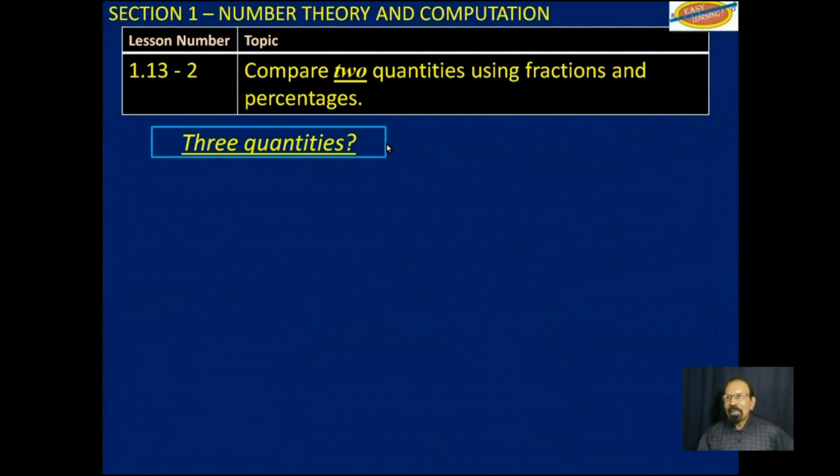Now, the objective says you are to compare two quantities using fractions, and you can do that, and percentages. So let's go a little beyond what CXC requires. How about if you had to compare three quantities? I do think by now that I don't have to teach you that because you have seen the trend. However, for those who may not have gotten that yet, let's straighten it out.